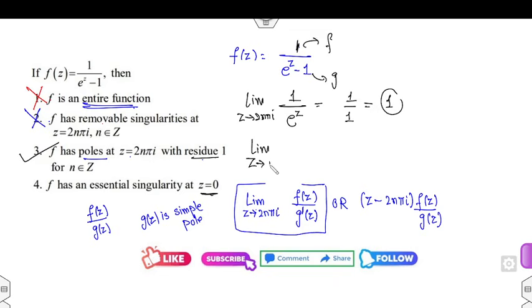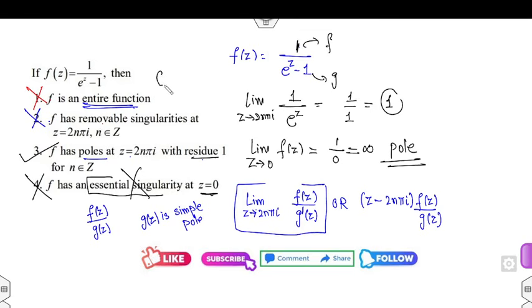Limit as z approaches 0 of f(z). What is the value? 1 over 0 is infinity. Essential means the limit does not exist, so that's a wrong answer. That is also the pole, but it is essential, so that's wrong. C is my right answer for this problem.